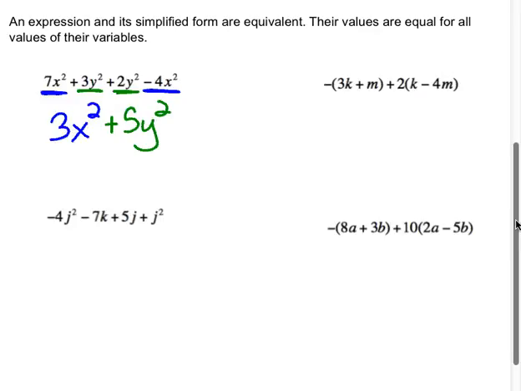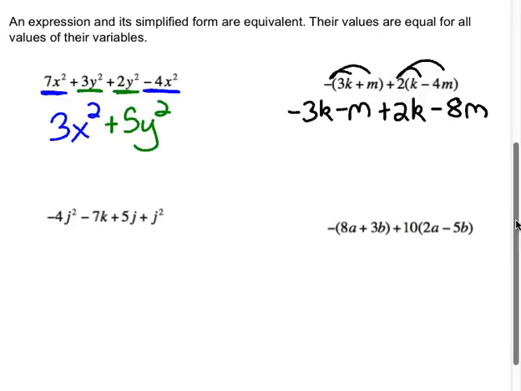And our next one, so that's where that first step of distributing comes in. So we're going to distribute before we start combining those like terms. So I'm going to distribute that negative to give me a negative 3k minus m, and distribute the 2 plus 2k minus 8m.